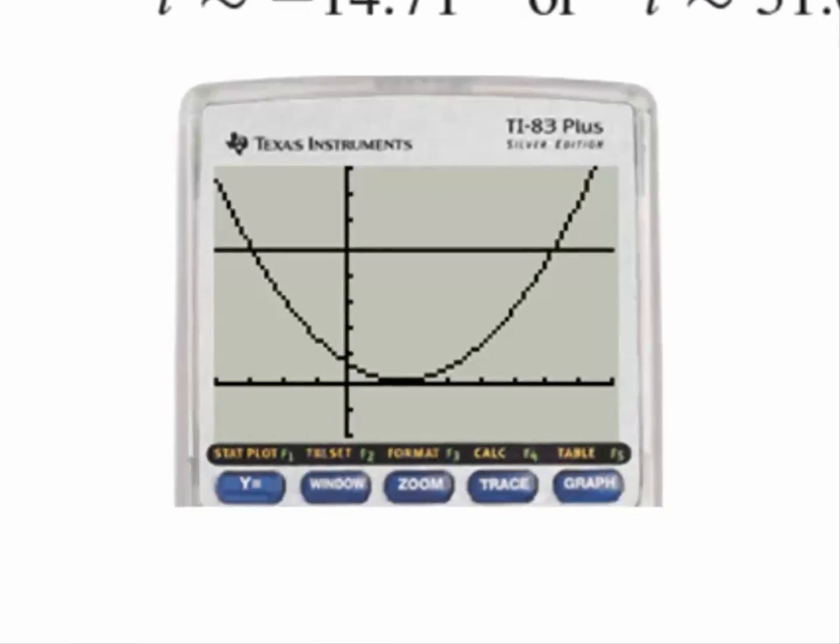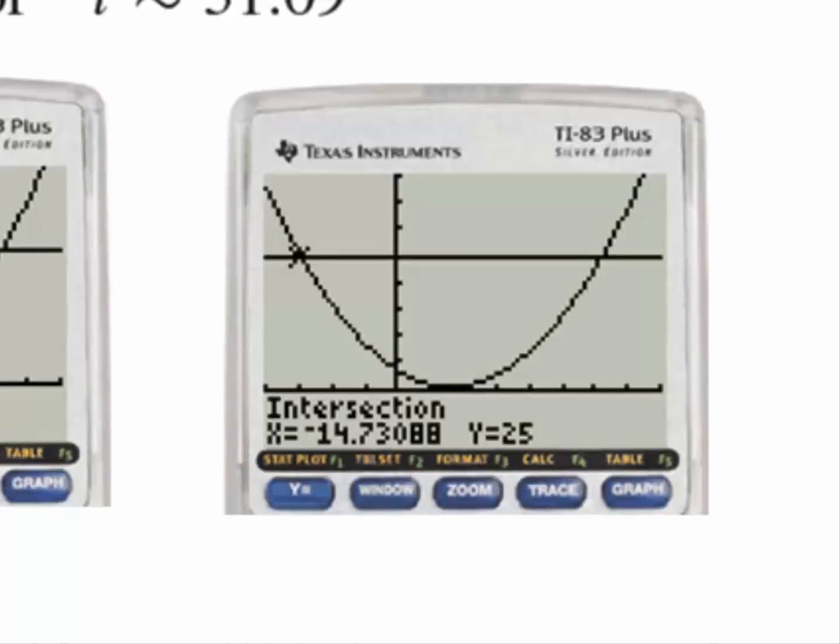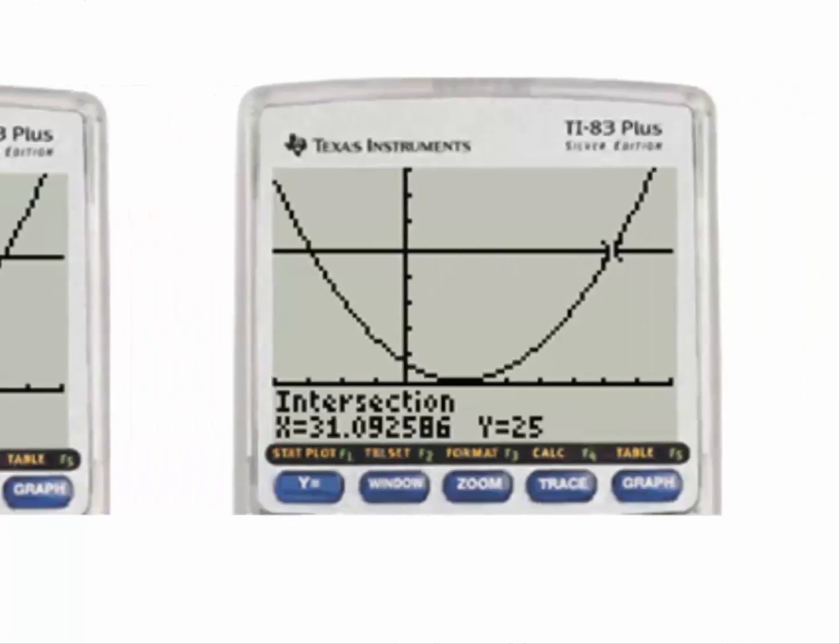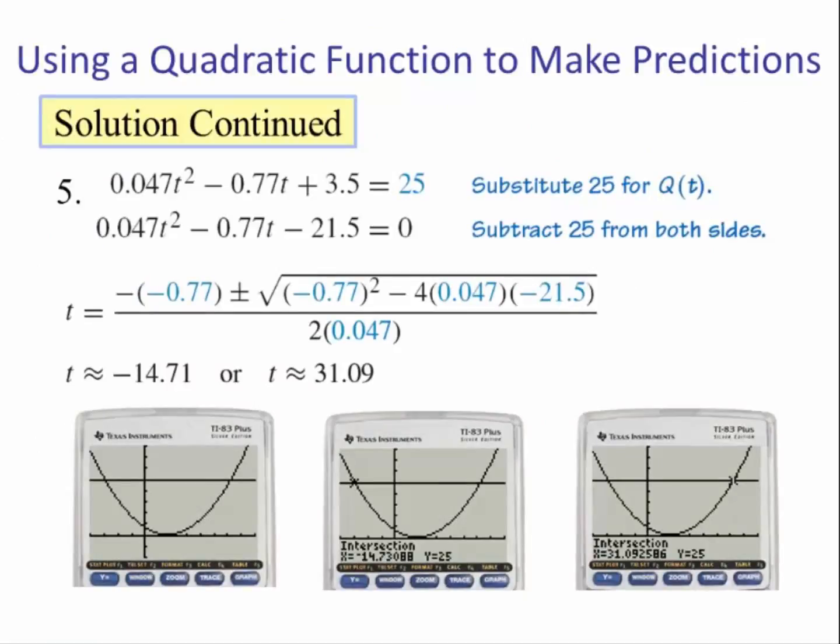To see this on the graphing calculator, this is the point of intersection on the left side, this is the point of intersection on the right side. This line here is when y is 25. Using the intersect feature just to verify these answers are correct, the calculator is telling me the point of intersection is x equals negative 14.73 and y is 25. For the right one, x is 31.09 and y is 25. So we have verified graphically the answers to part 5.